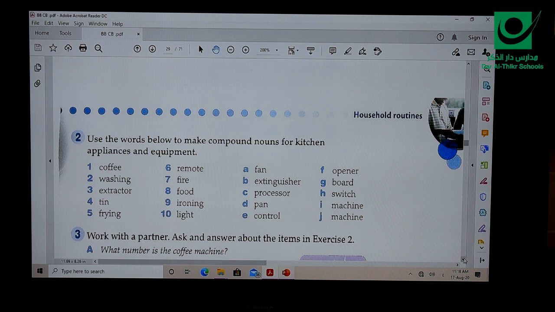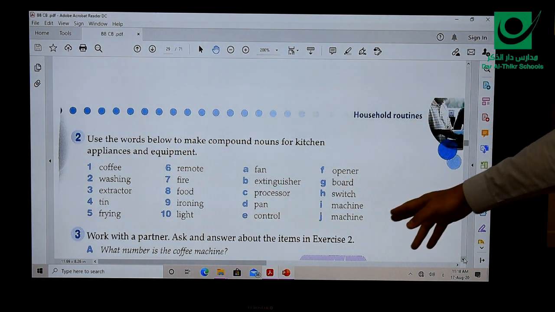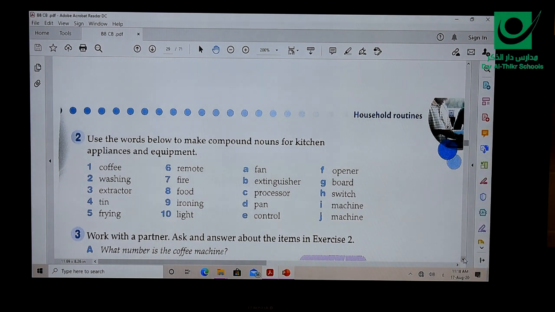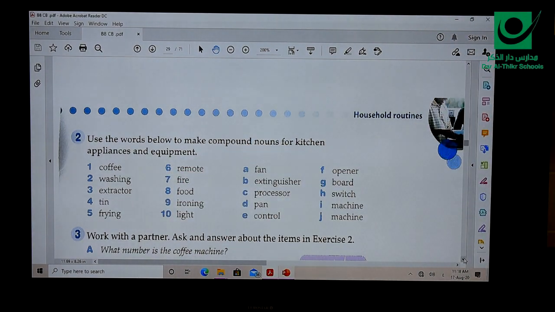Okay, so the first one, for example, coffee. Coffee what? A coffee machine. Yes, a coffee machine, which we use to make coffee. Washing. Also, we say washing machine. Washing machine.